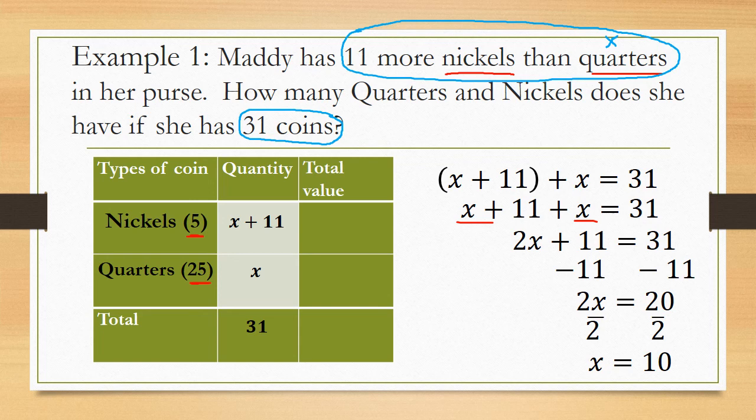That means that we have 10 quarters, because that's the number of quarters that we have, and then the number of nickels is going to be 10 plus 11, which is going to be 21. So the final answer for this problem is going to be 10 quarters and 21 nickels.